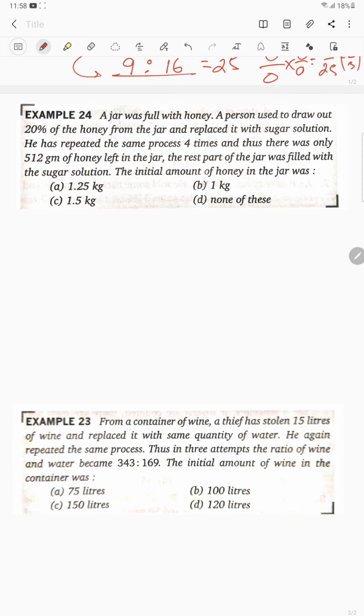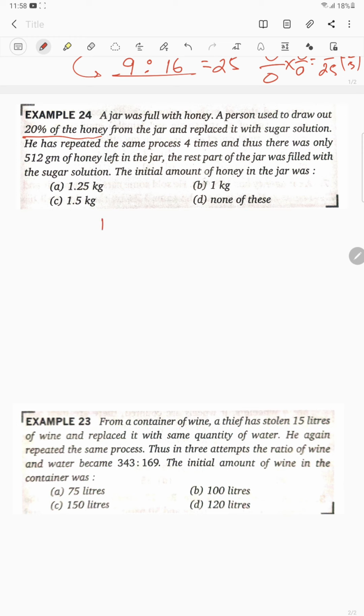Here it says that a jar was full of honey. A person used to draw out 20% of the honey from the jar and replace it with a sugar solution. He repeated the same process 4 times, and thus there was only 512 grams of honey left in the jar. The rest of the jar is filled with a sugar solution. The initial amount of honey in the jar was?